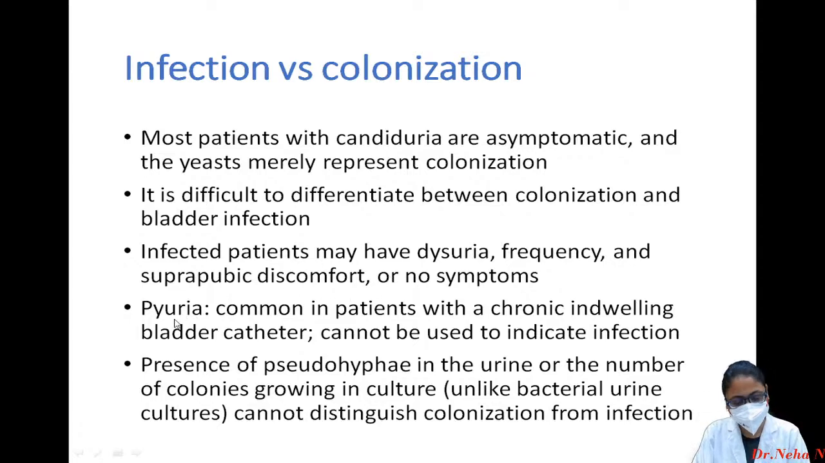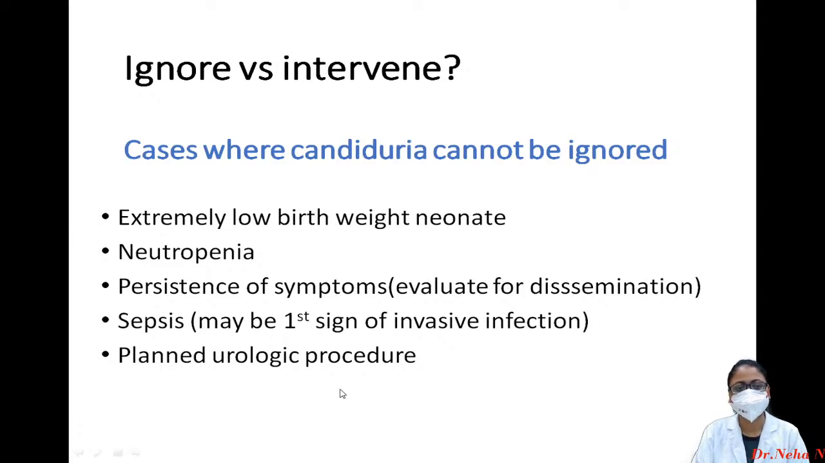Another thing is pyuria. Pyuria is actually common in patients with a chronic indwelling bladder catheter. So it is a non-specific finding, that is, a positive pyuria cannot indicate that it is a true infection. But the point to note is that if there is absence of pyuria, then that can hint towards colonization. And the presence of pseudohyphae in the urine or the number of colonies growing in the culture also cannot distinguish colonization from true infection. So here the question arises: when to ignore Candiduria and when to intervene?